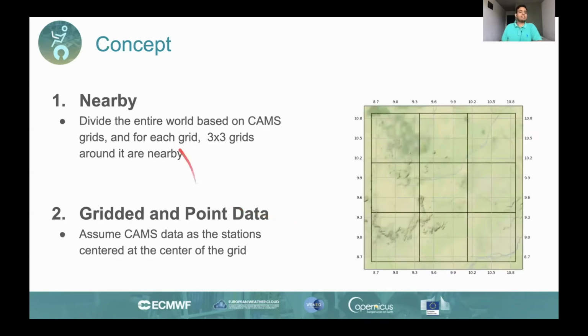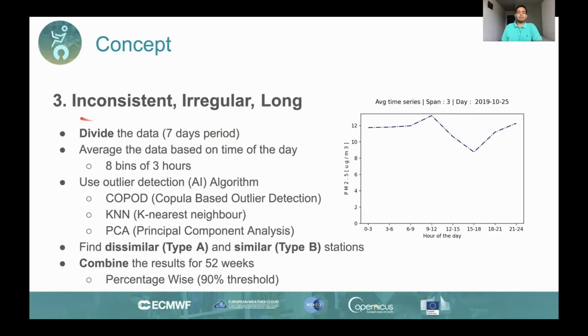Talking about these challenges, for finding out what was nearby, we divided the entire world based on CAMS grid, which is 0.75 degrees by 0.75 degrees. For each grid, the nearby 8 grids surrounding it were classified as nearby locations. For comparing gridded and point data, we assumed CAMS data coming from stations located at the center of each grid. And then the third point was about inconsistent and irregular long time series.